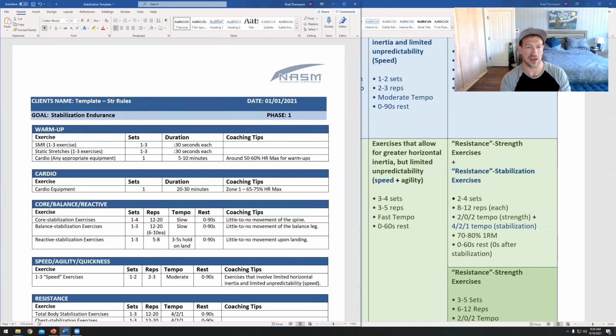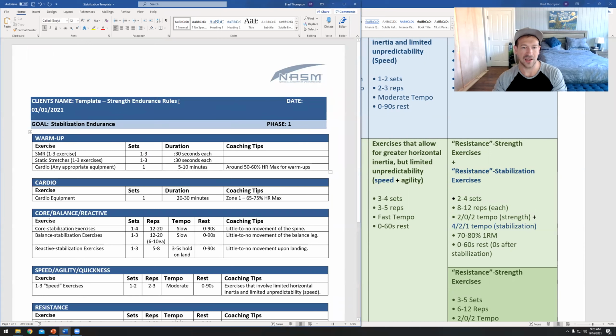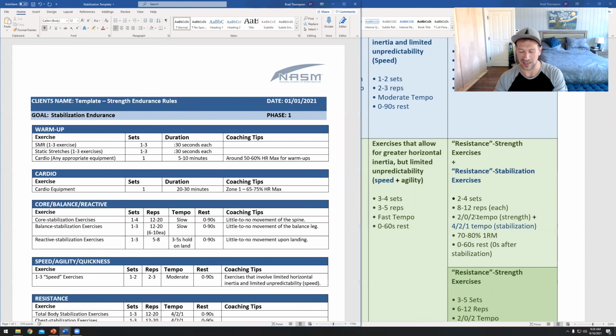So now we're going to say strength endurance. Let's say we have a client who's going through, we'll say this is February 1st, this is phase 2, and that's strength endurance now. So now we'll go ahead and delete all of this, and we'll delete.